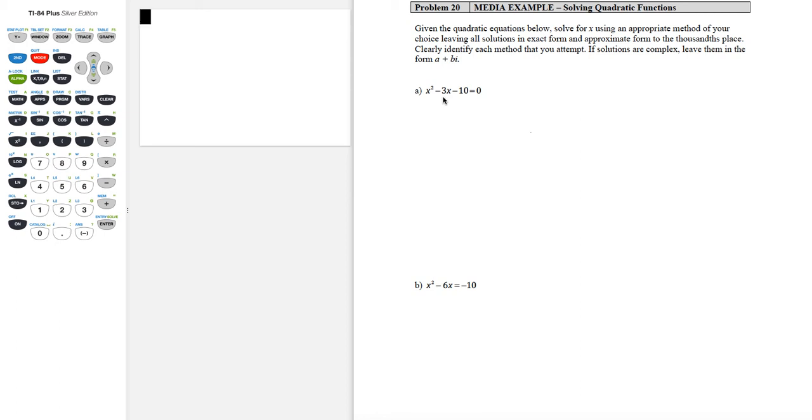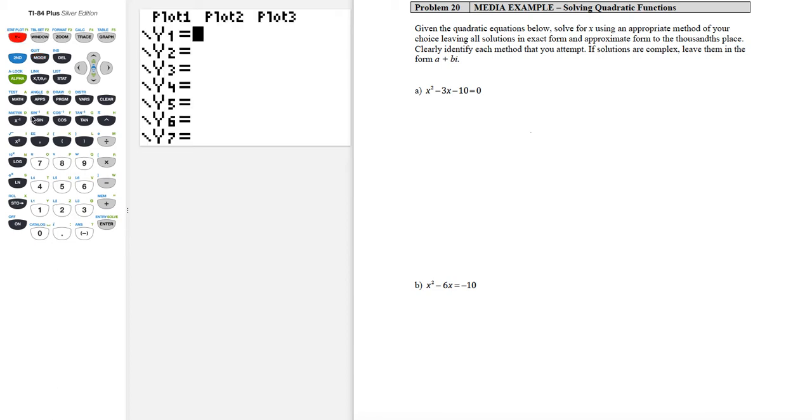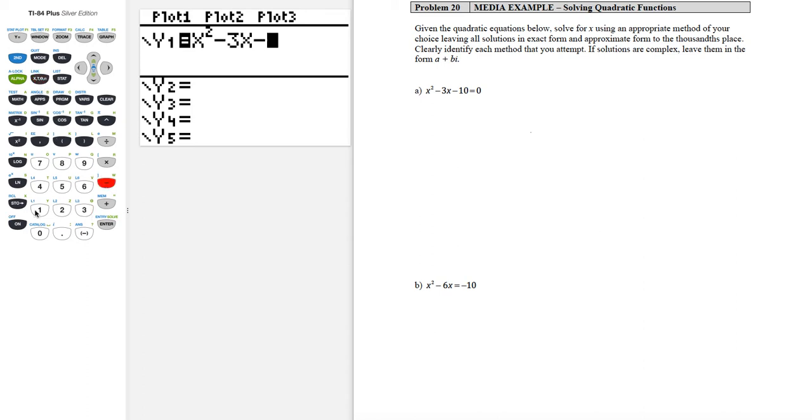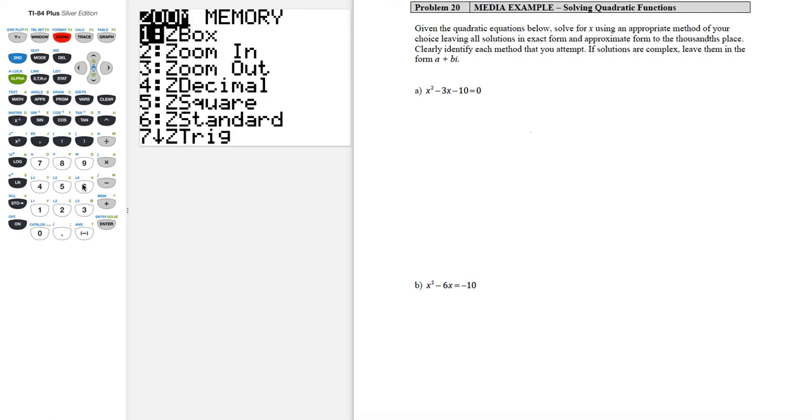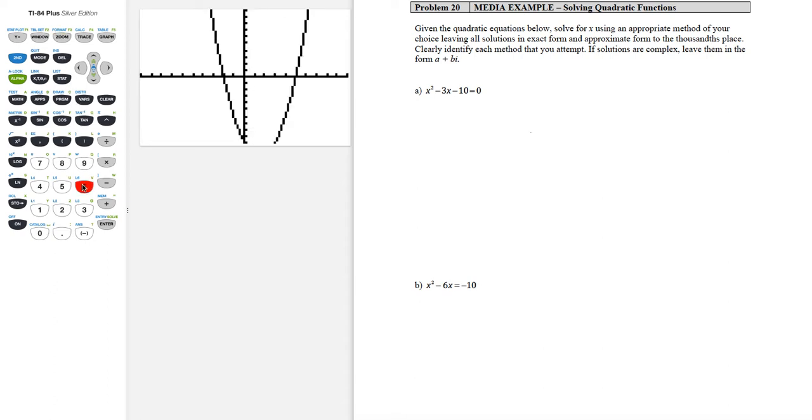In this problem, I'm given two quadratic equations and asked to solve them using an appropriate method of my choice. I usually start by graphing just to get a sense of what's going on with the equation. So x squared minus 3x minus 10 is my first equation. And I'm just going to graph that on a standard window just to see what's going on here. That's a very nice graph.